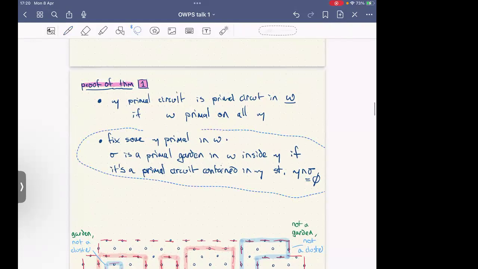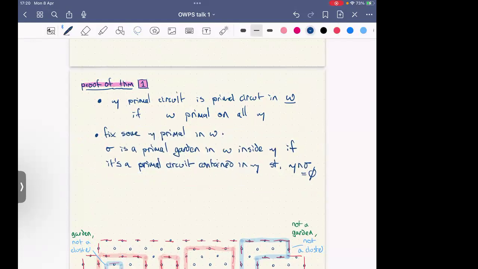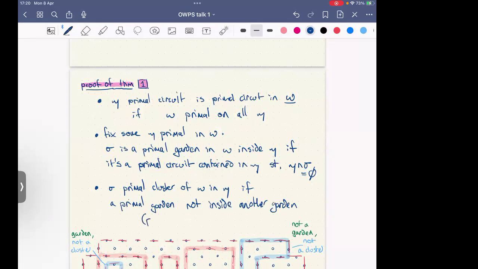This word garden is coming from the paper of Dimmock et al. We just thought it'd be nice to continue using the notation. And then we say sigma is a primal cluster of omega in gamma if it's a garden or primal garden which is not inside any other garden, which is either primal or dual.